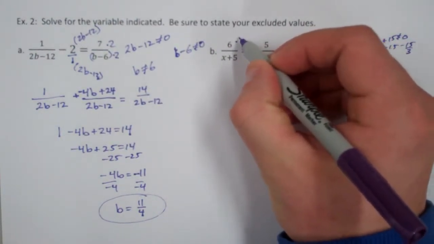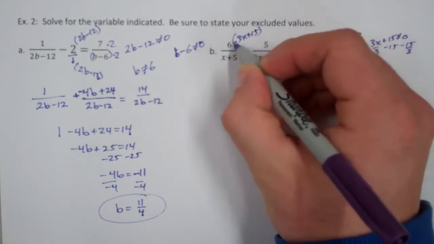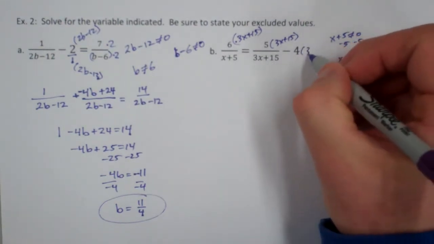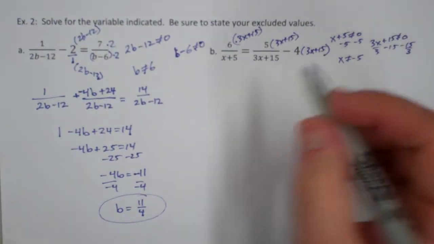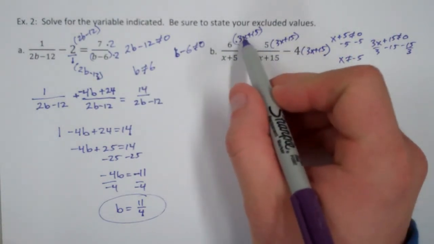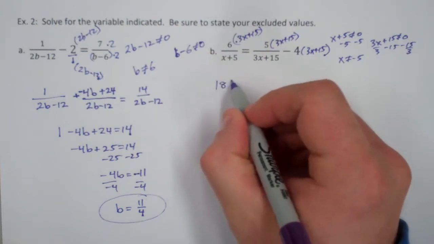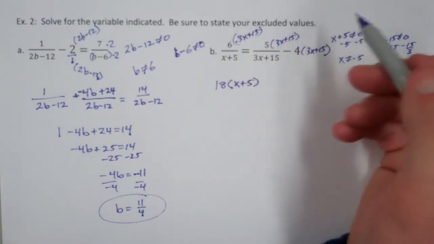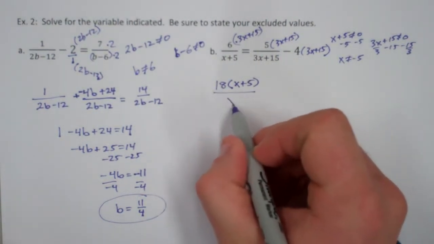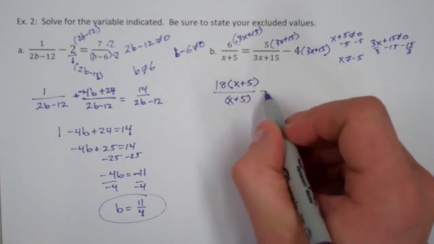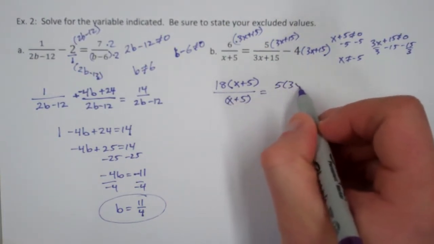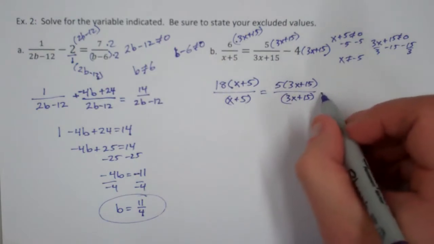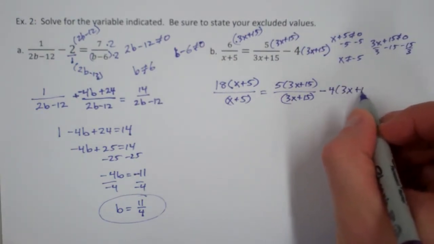So let's multiply this by 3x plus 15. We'll multiply this term, this term, and this term by 3x plus 15. Now notice how a 3 could be factored out here, and 3 times 6 is 18, so we can rewrite this as 18 times x plus 5. And you could also distribute the 6 and then factor that 18 back out, that's fine. So we have x plus 5 in the bottom equals 5 times 3x plus 15, all over 3x plus 15. And this one's going to be negative 4 times 3x plus 15.